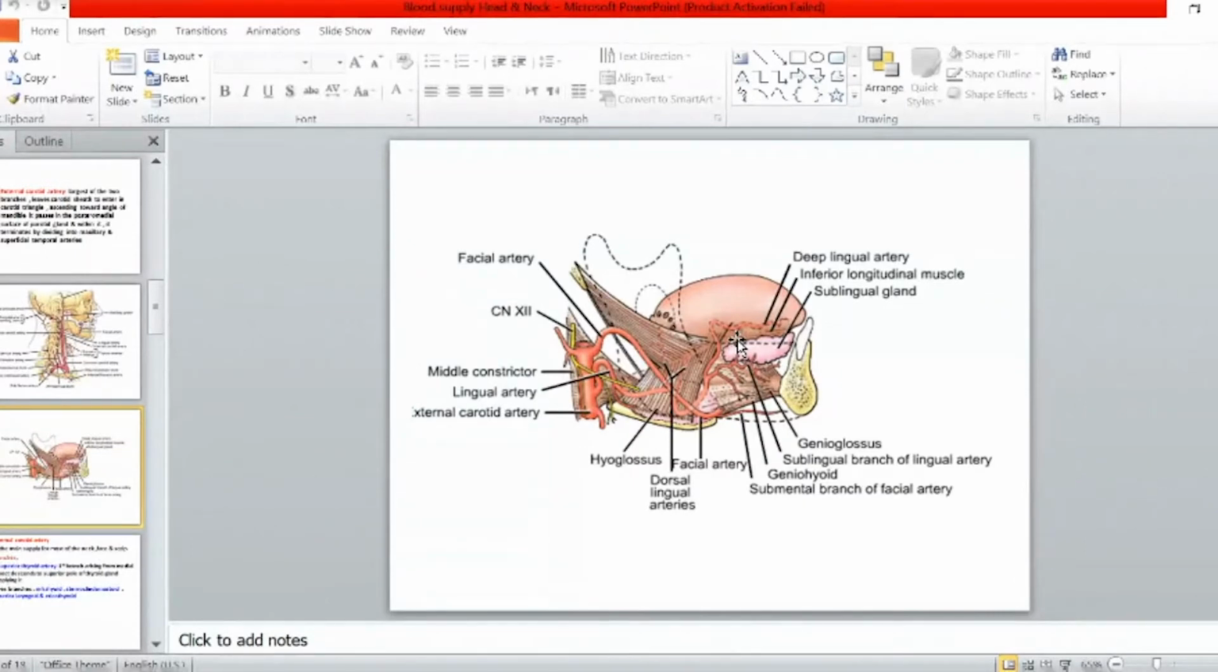So the lingual artery is the main supply for the tongue and the floor of the oral cavity, with the sublingual salivary gland, which lies in the floor of the oral cavity. This is the second branch, so superior thyroid and lingual artery.